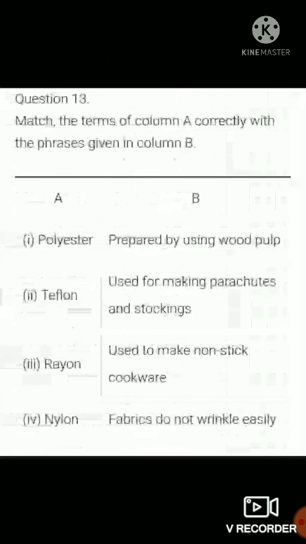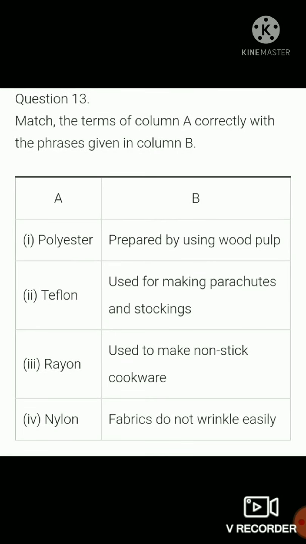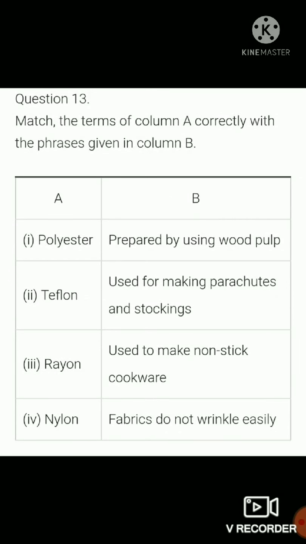Now question number 13. Match the terms of column A correctly with the phrases given in column B. See, polyester, Teflon, rayon. Now we have to match these. Polyester: fabrics do not wrinkle easily. Teflon: used to make non-stick cookware. Rayon: prepared by using wood pulp. And nylon: used for making parachutes and stockings.